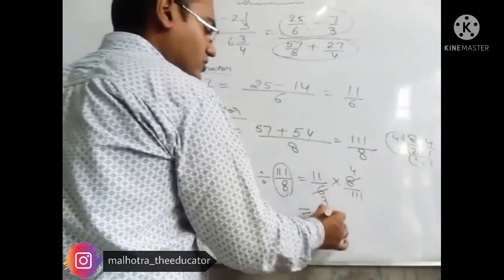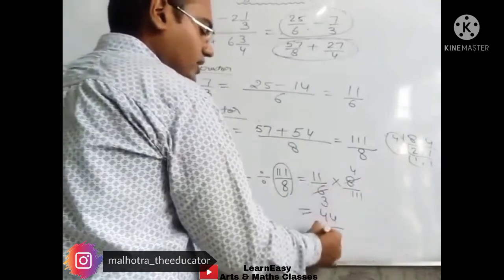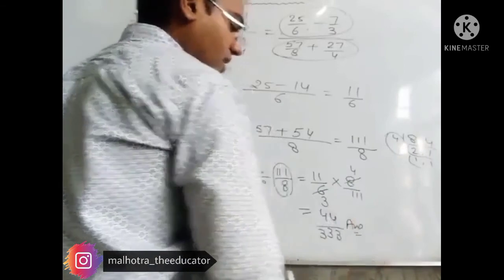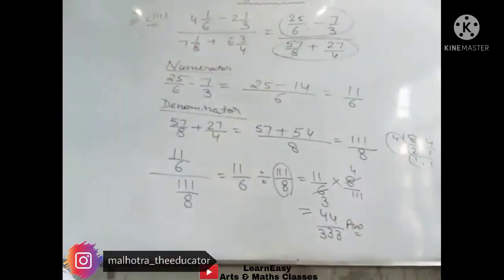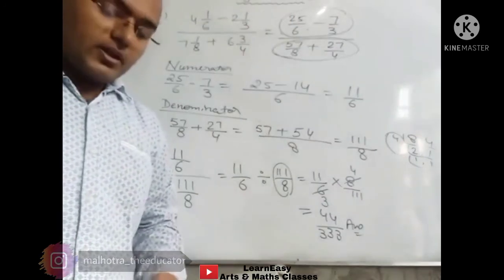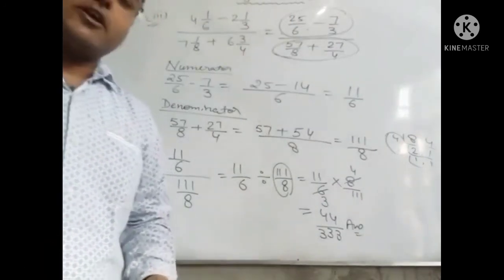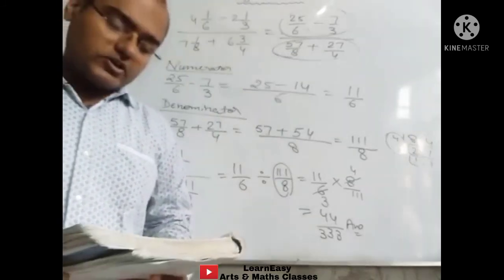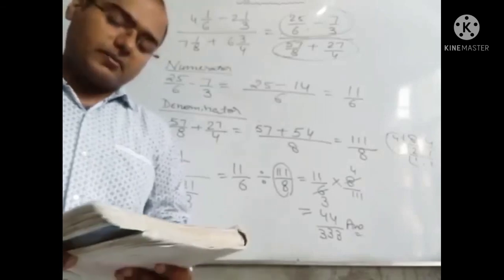11 times 4 is 44, 3 into 111 will be 333. So the final answer we are getting here is 44 upon 333. So like this you have to do fourth question third part. Now the rest of the parts I will explain to you in the next video. So your homework is, you all have to finish up to question number 4, part number 4.